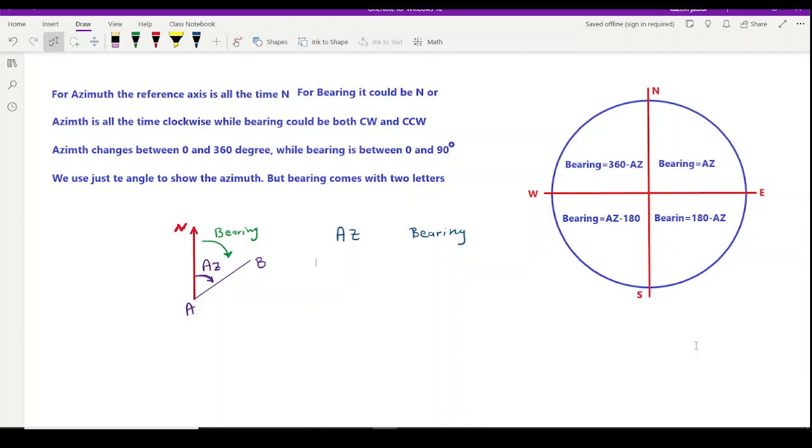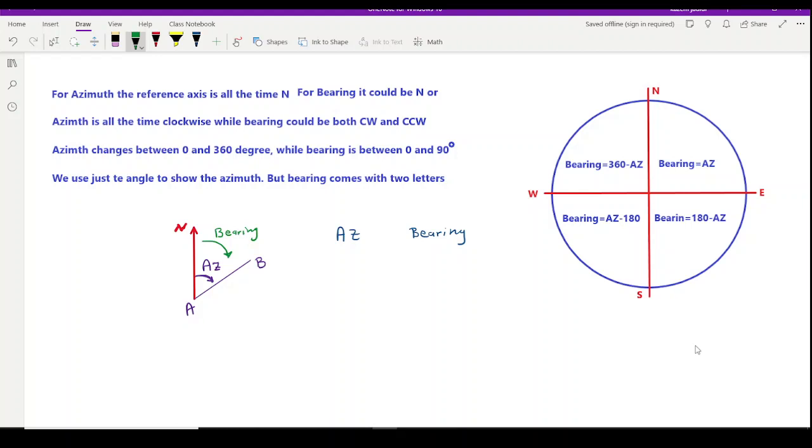is a term being used instead of azimuth. Now, let's see what azimuth is and what the difference is between azimuth and bearing. Azimuth is a horizontal angle between a horizontal line AB and north. So, a horizontal angle between line AB and north.